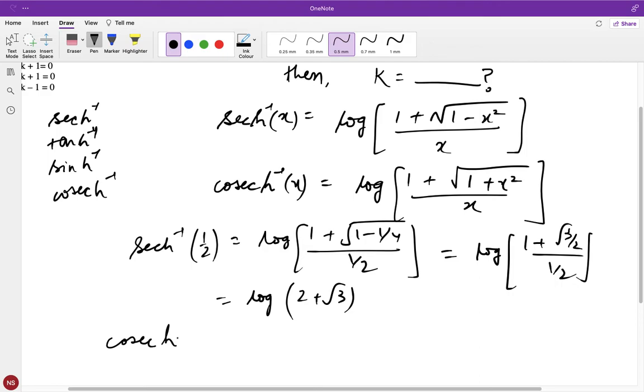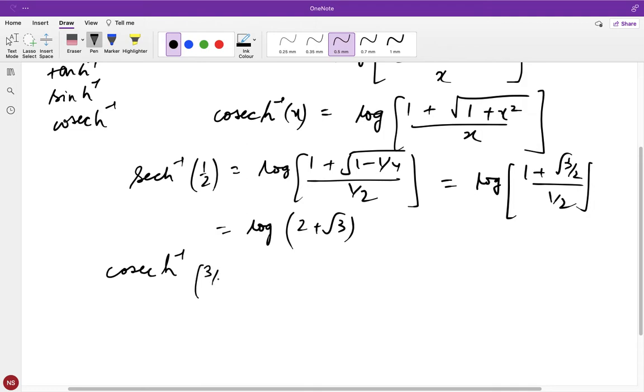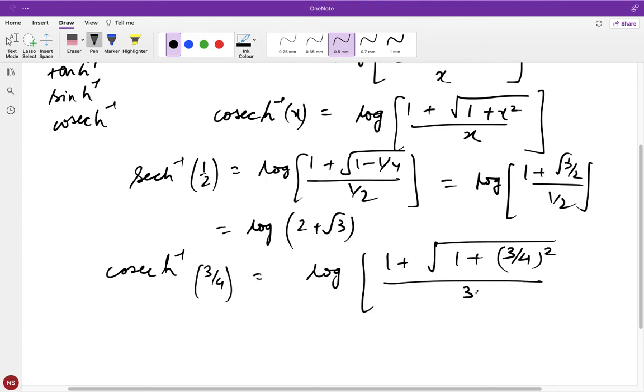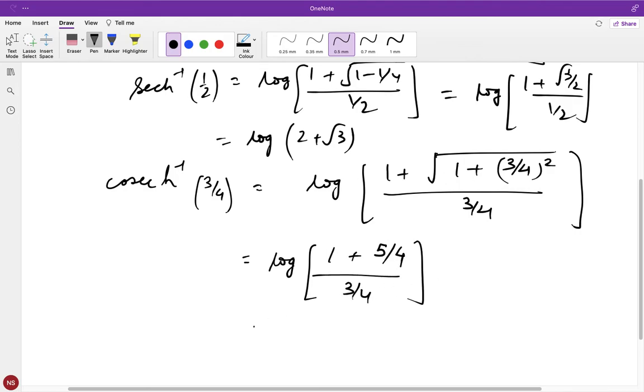Similarly, cosecant hyperbolic inverse, what is given? 3 by 4 equals log of 1 plus square root of 1 plus 3 by 4 whole square, divided by 3 by 4. This is just a plus minus problem. It's very straightforward. All you need is to remember the formula. 1 plus 9 by 16 is 25 by 16. Square root of 25 is 5. Square root of 16 is 4. 1 plus 5 by 4 is 9 by 4 divided by 3 by 4. So 9 by 3. So it is log 3.